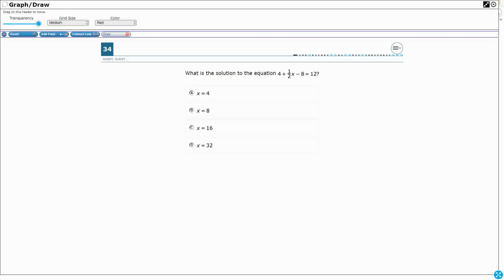So we need to find a solution for this equation, and what we could do is take 4, 8, 16, and 32. We could plug each in here and see which one works, and we'll do that to check our answer. But let's see how we can solve this by isolating the variable.